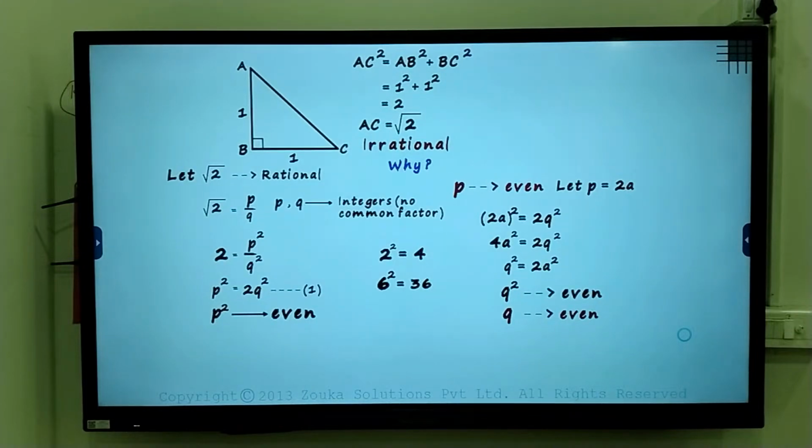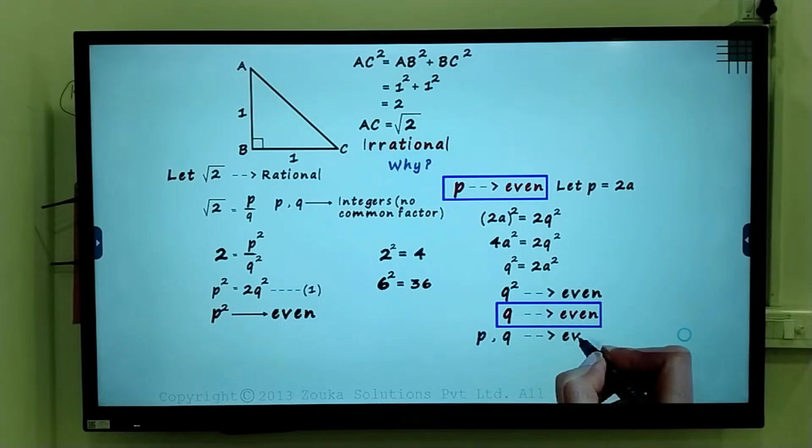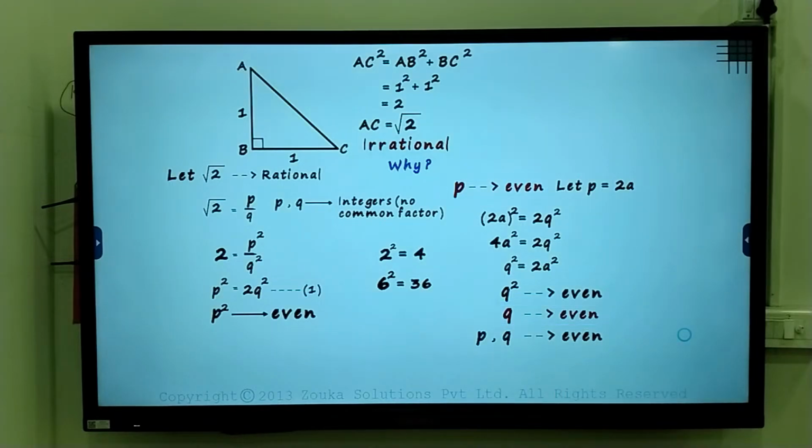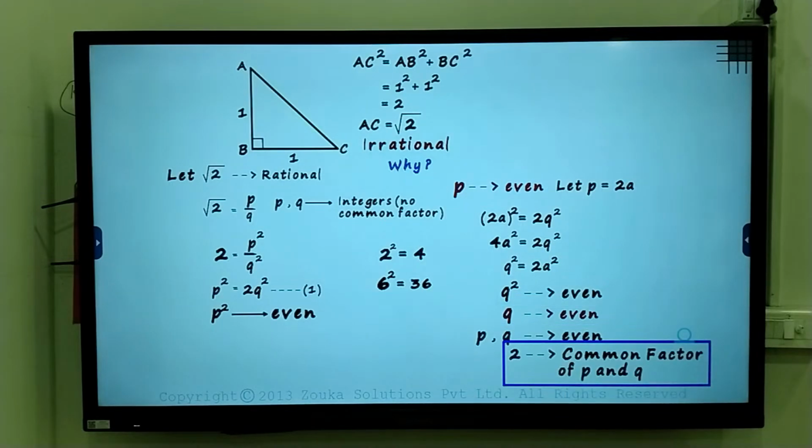Wait, this gives us an interesting result. It tells us that p and q are both even numbers. This simply means that 2 is a common factor of p and q. If both are even, they will surely have 2 as their common factor.